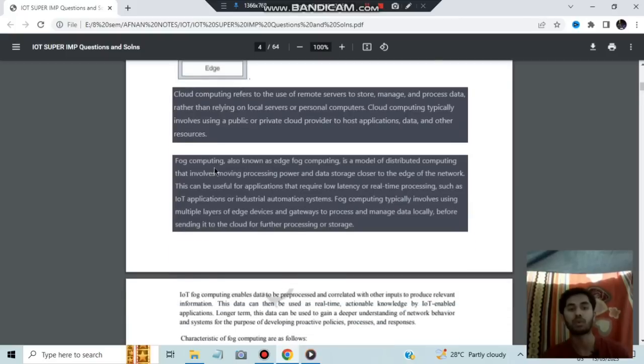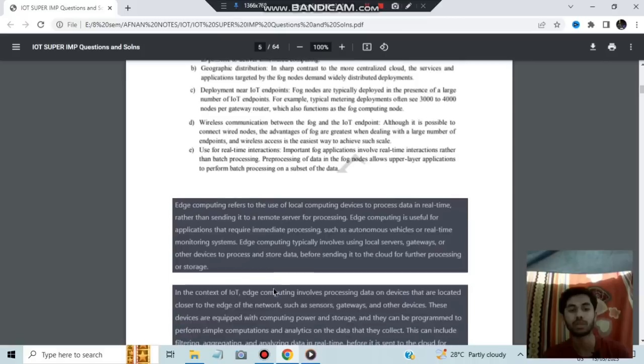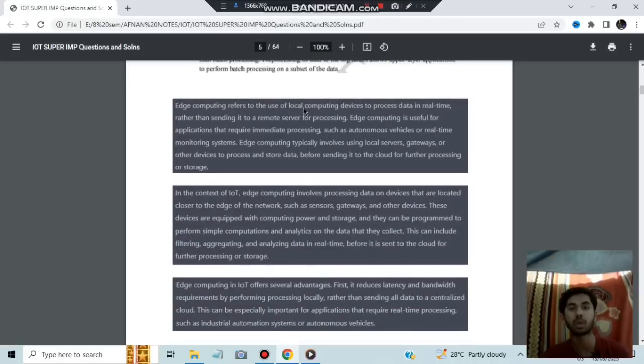What is fog computing? It is known as edge fog computing. It is a model of distributed computing. The first point involves moving the processing power and data storage to the edge of the network, so that it will be closer to the edge of the network. The processing will be much faster. Moving on, we have the characteristics also, you can go through it. And we have edge computing, which is local computing to process real-time data. If you want to process some real-time data, you'll be using edge computing.